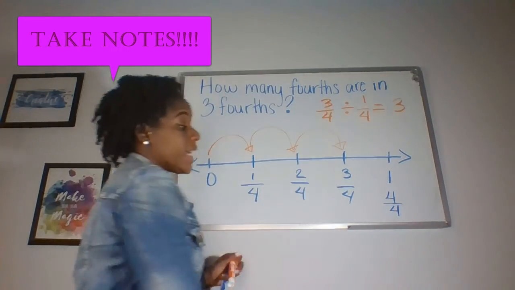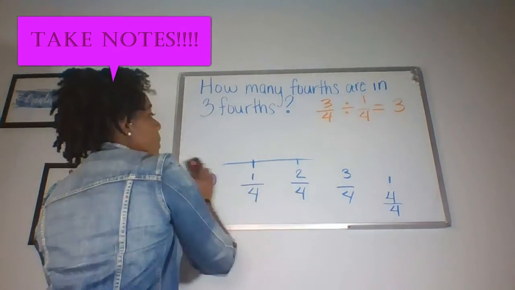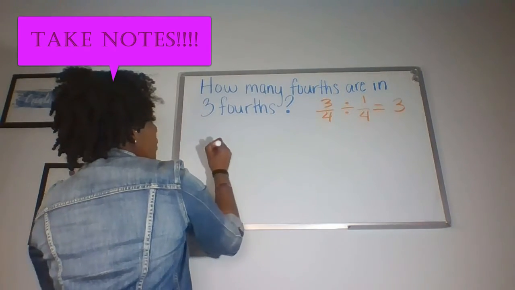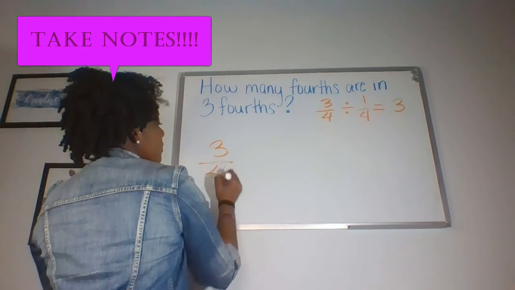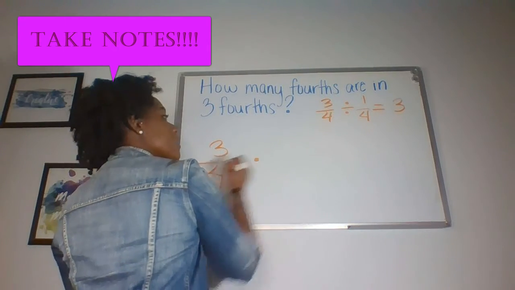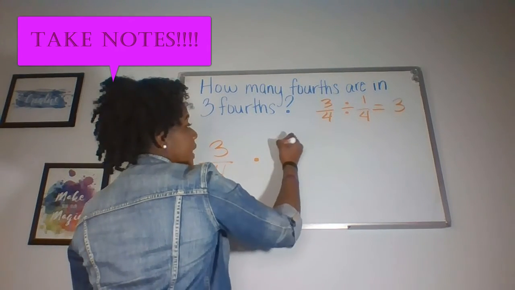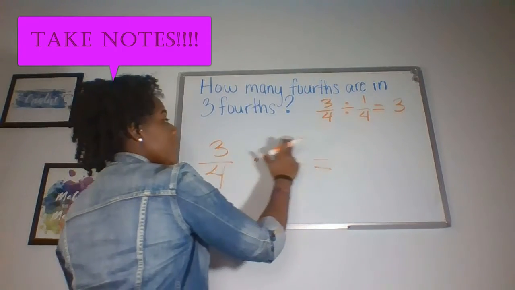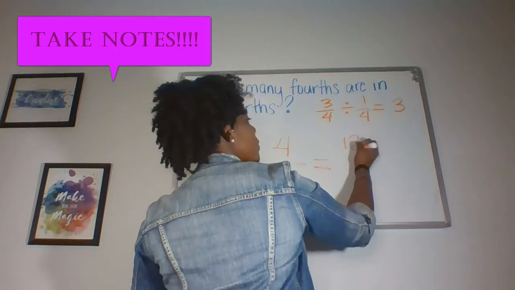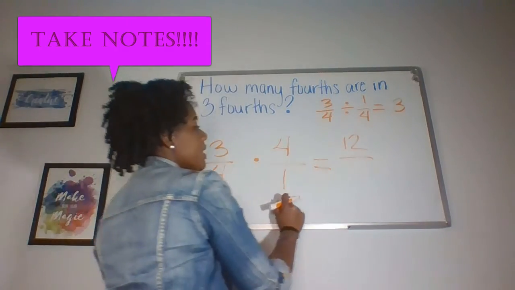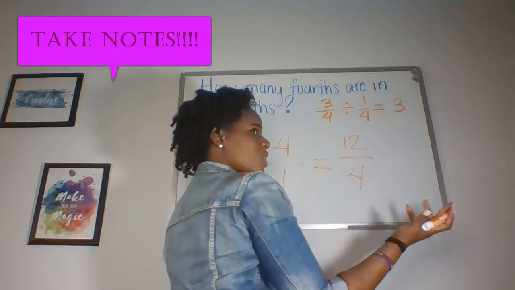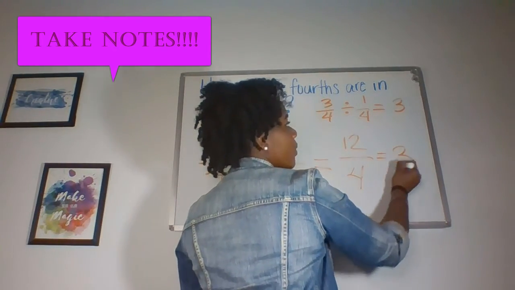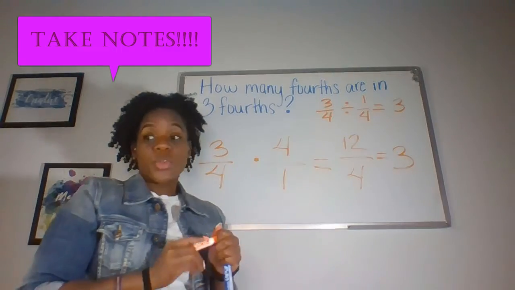Now let's carry that out manually. Remember, do the keep, the change, and the flip. Keep the 3/4, change division to multiplication, then flip the second fraction. So then we do 3 times 4, which is 12. Then we do 4 times 1, which is 4. Then you say, what is 12 divided by 4? 12 divided by 4 is 3. There were a total of 3 jumps.